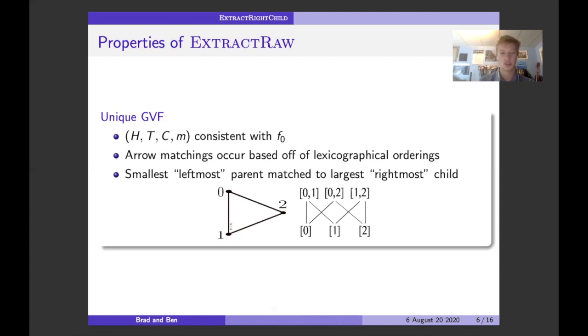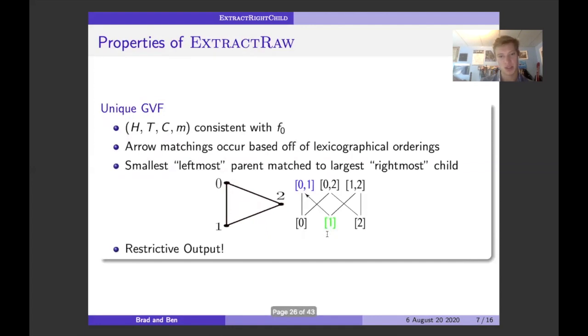To help visualize, say our simplicial complex were this little cycle on the left, and here's its corresponding Hasse diagram. Every single matching in Extract Raw is just happening between the smallest parent nodes and their corresponding largest children lexicographically based off of this function. If we were visualizing everything as being ordered from left to right, the leftmost parent is always being matched to the rightmost child. So we're always choosing the rightmost child, and that's where this funky name is coming from. And the rightmost child is always going to be the tail of an arrow, and the parent is always going to be the head of an arrow.